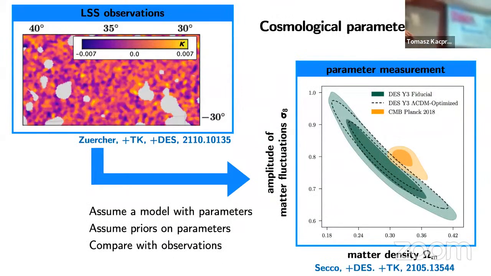Generally speaking, what we need to do is, we have some observations. We assume some model with some parameters. We assume some priors on these parameters, and we compare it with observations, and we obtain some measurement. This is the Dark Energy Survey Year 3 result that I was also involved in creating. So the way to compare with observations is the key variable here.